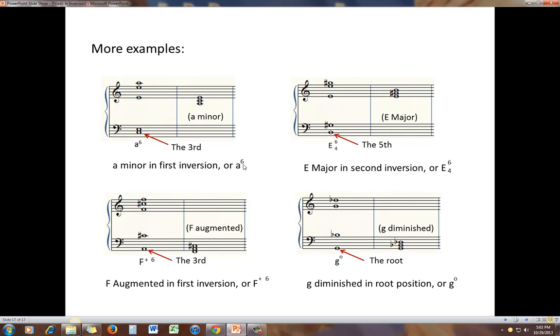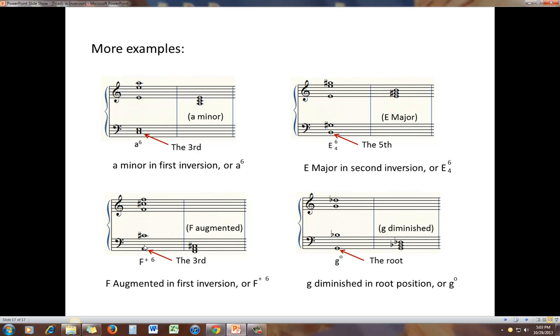In this example, all of these notes condense themselves down to E, G sharp, and B, an E major triad. Go back. B is the bass note. In the E major triad, B is the fifth. So this is an E major triad in second inversion, or an E 6/4 is how that would be labeled.